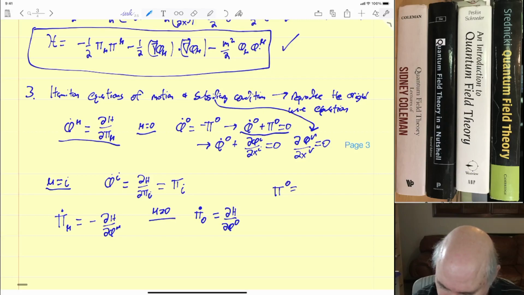Pi 0 is equal to minus phi dot 0. So pi dot 0 is equal to minus phi double dot 0, the second derivative.